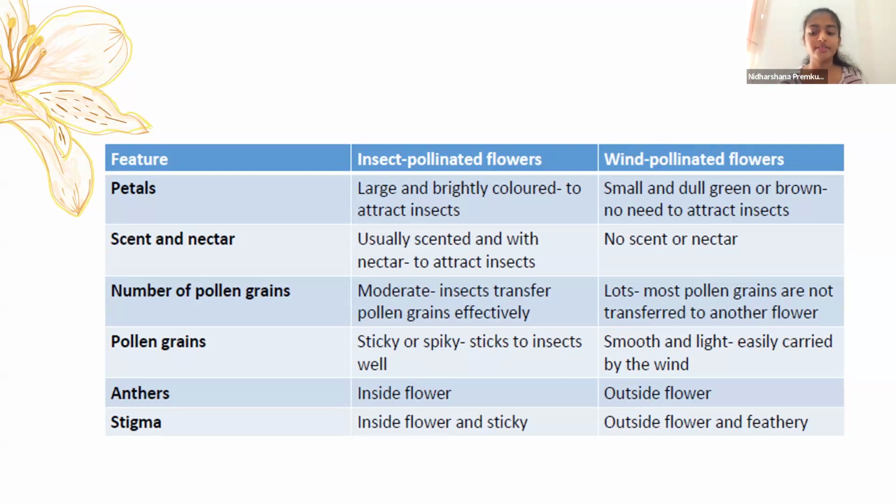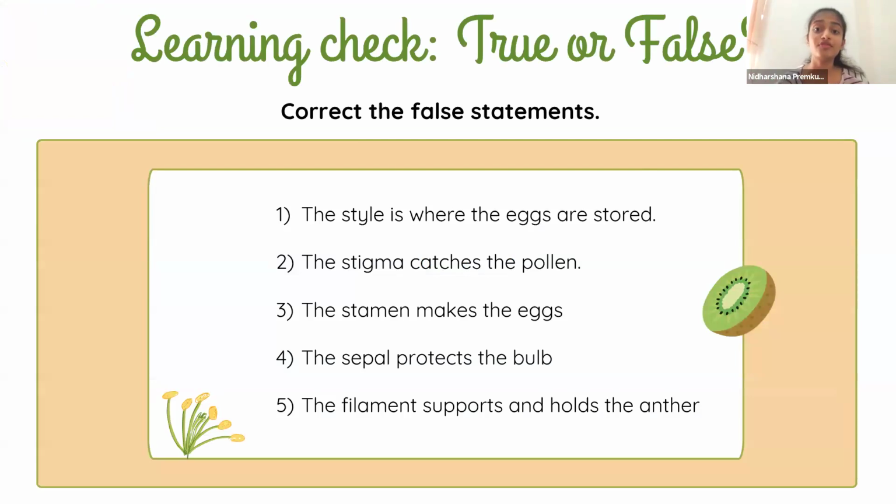Now, these are some questions for you to try. Correct the false statements. First, mention whether it's true or false, and then correct whichever statements are false. The first one: the style is where the eggs are stored. Eggs are stored in the ovary. When we dissected it, we were asked to dissect carefully so that the ovules do not get damaged. So the style is not where the eggs are stored. The ovary is where the eggs are stored. Let's correct that: it's not the style, it's the ovary.